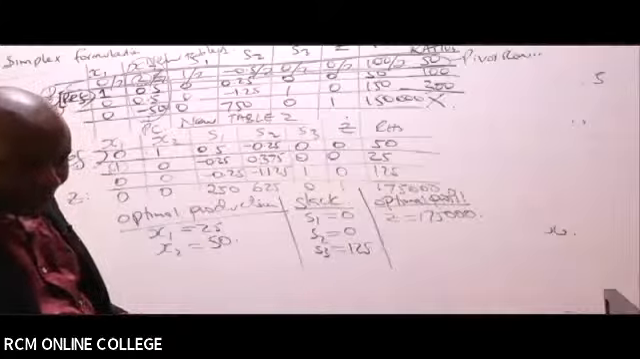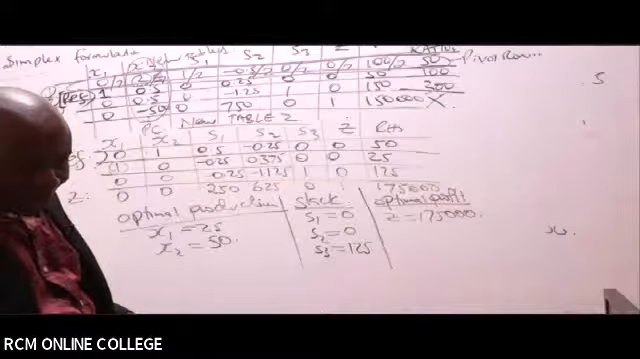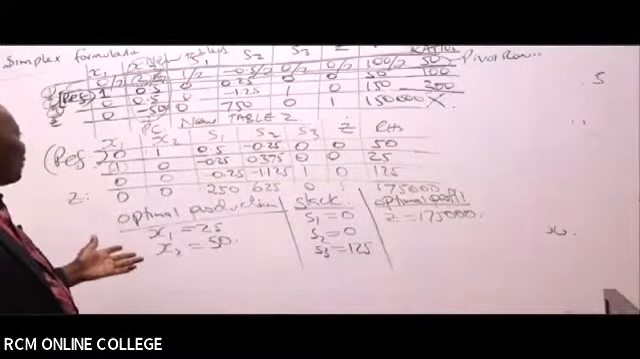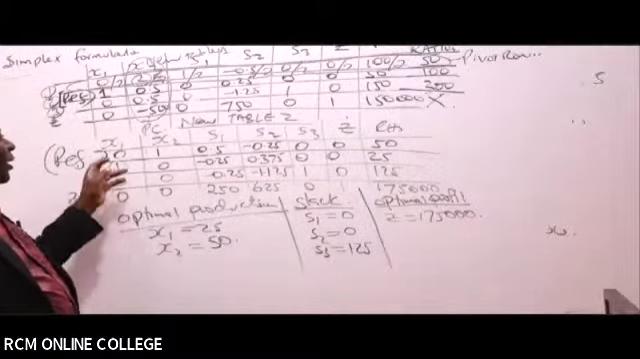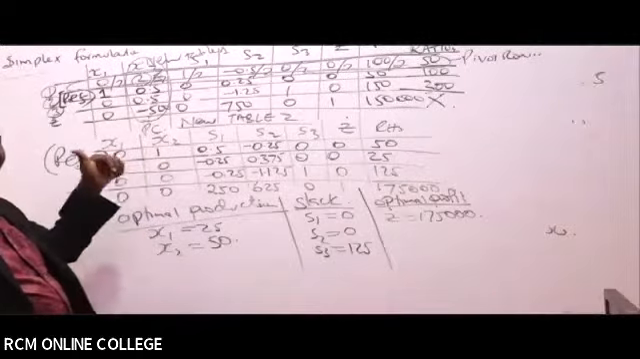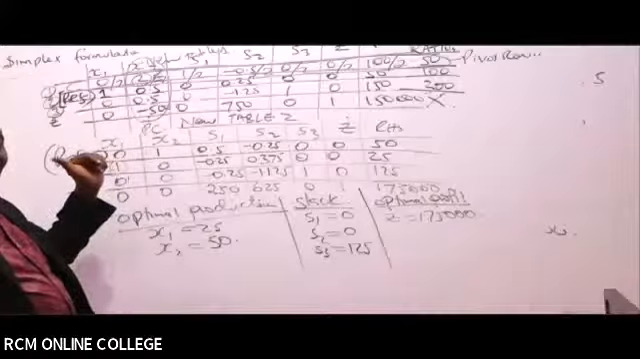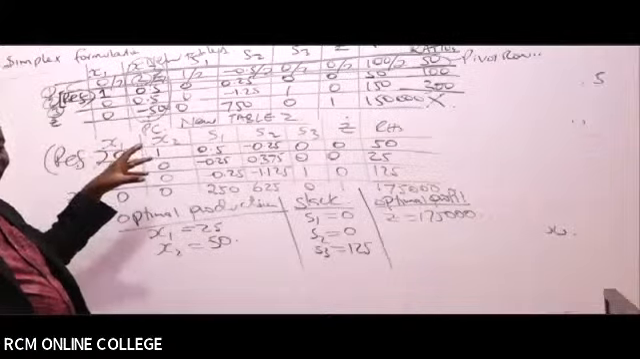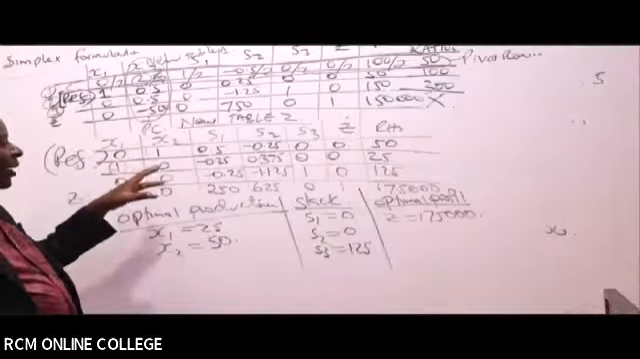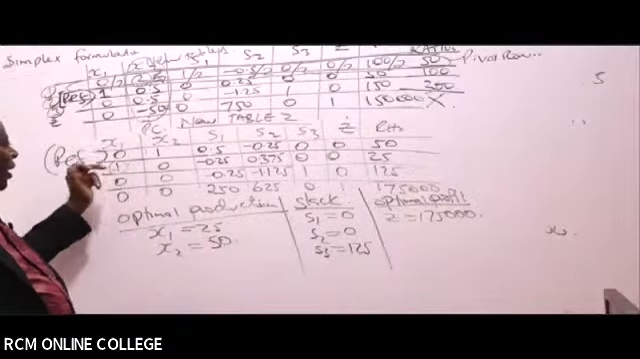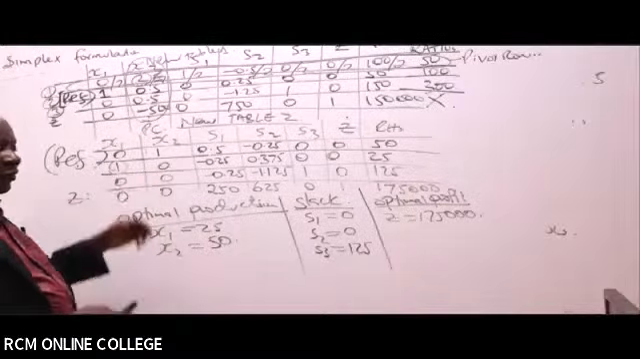I repeat on optimal production. Optimal production is very, very easy. What were the quantities of our products? It was X1 and X2. In this case here, we have X1, we have there 25.